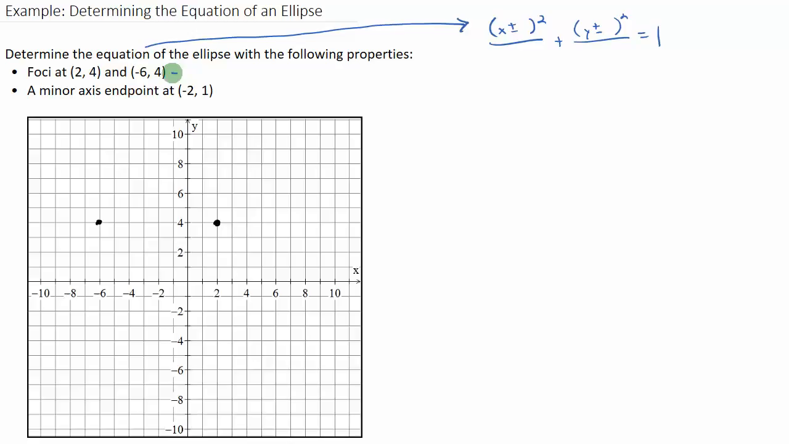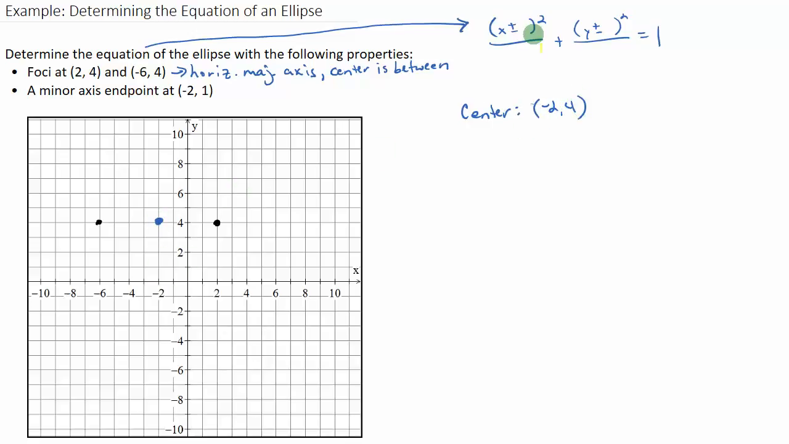Since those are my foci, I know several things already. I know I have a horizontal major axis, which means that my vertices will be outside of my foci on this major axis. I can also figure out that my center is exactly halfway between. Those are 8 units apart, so my center will be 4 units over from one of them: 1, 2, 3, 4. Here's my center.